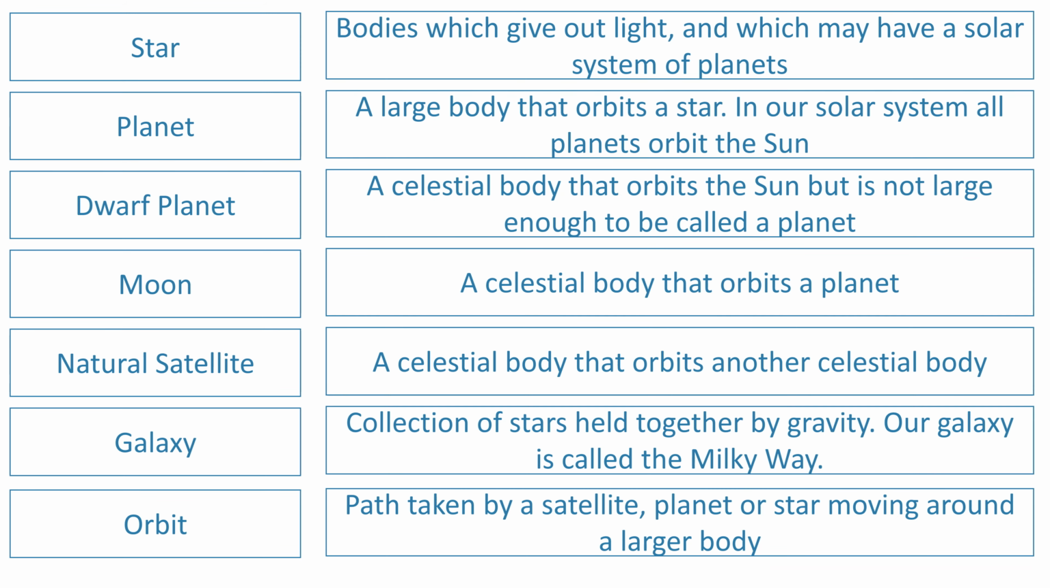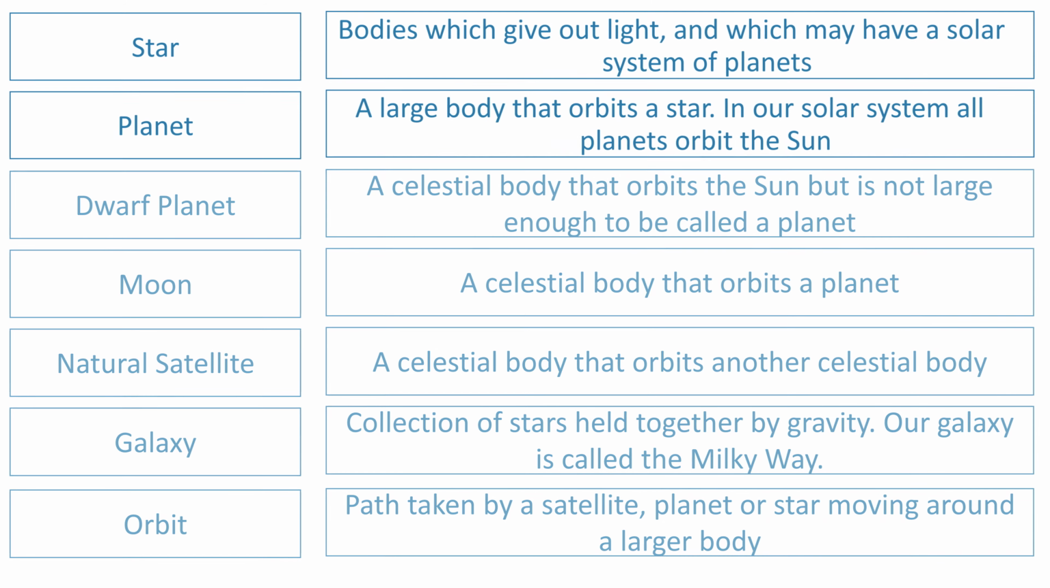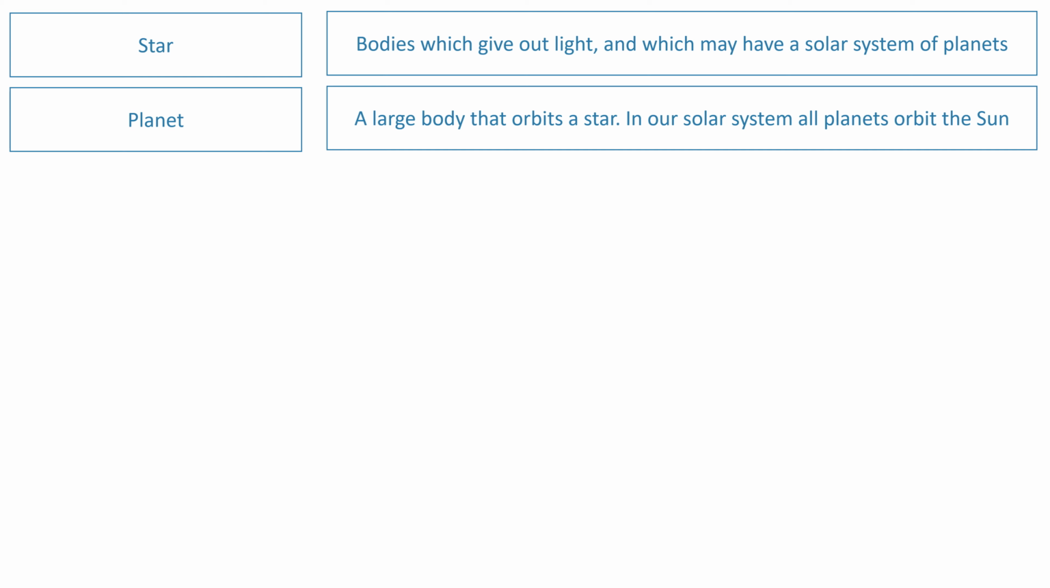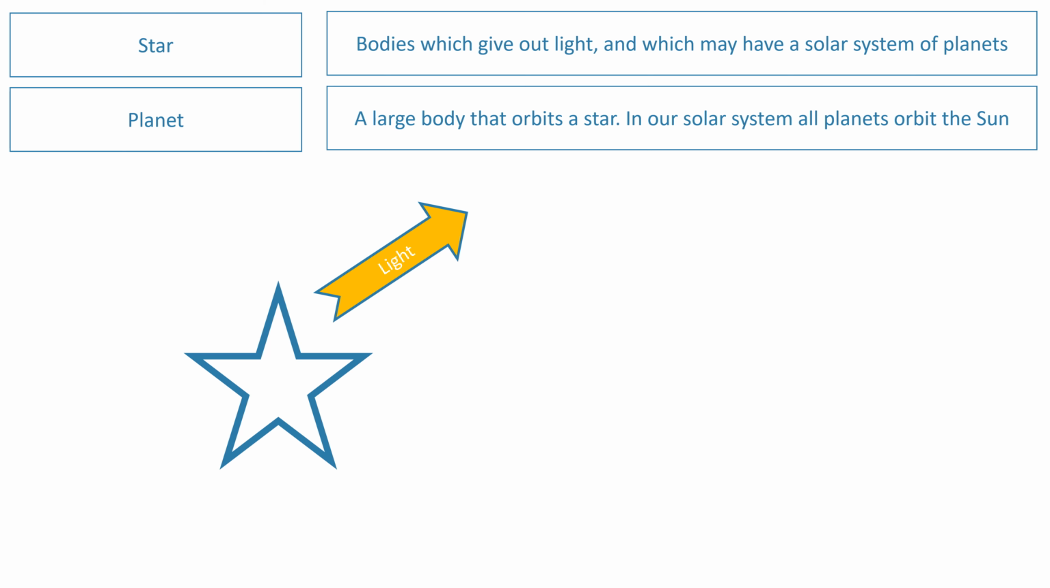For example, if you need to remember the following information on space, how could you go about making it more memorable? Let's take just the first two key definitions. We're going to transform these into a diagram where we use as few words as possible. So firstly, we have a star, which is a body that gives out light. So I'd represent it like this.